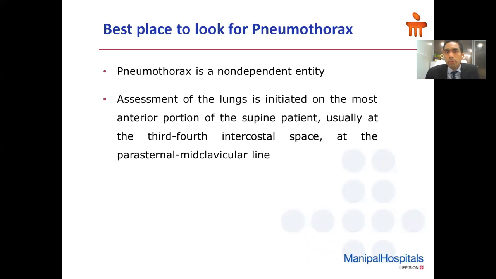Where is the best place to look for pneumothorax? Pneumothorax is a non-dependent entity. So in a patient who is slightly sitting head up in a supine position, the most apical and medial position of the chest is the best place to look for pneumothorax. For example, in the second intercostal space, medially, lateral to the sternum.